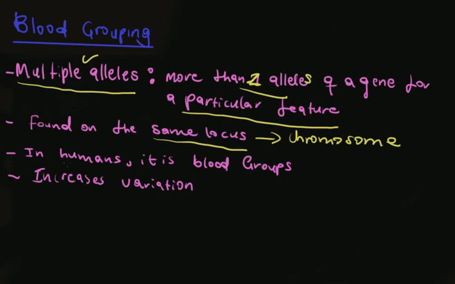So in humans, we find multiple alleles when we are doing blood grouping, which is what we're doing right now. The importance of that is that it increases variation, because if we have a lot to choose from, that means we will also have a variety of phenotypes or phenotypic expressions of those alleles. This might not make sense at this point in time, but I'm hoping as we move along it will.